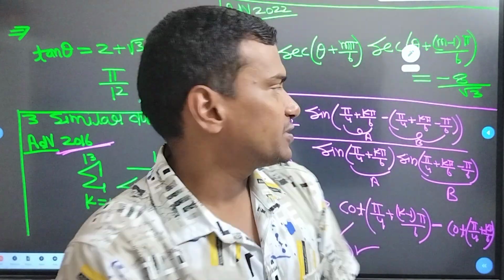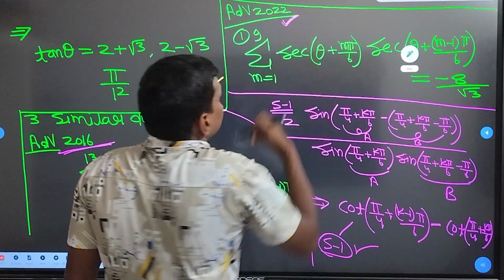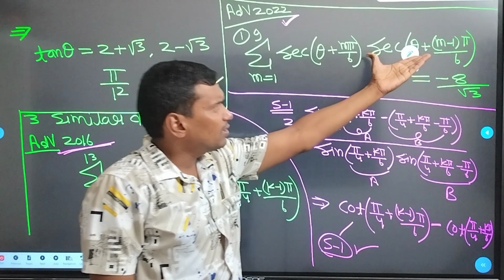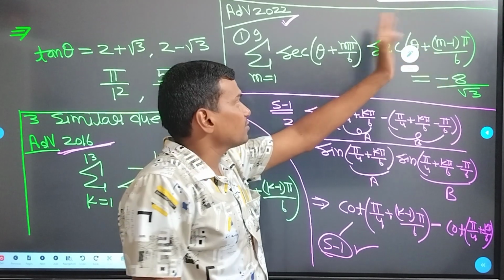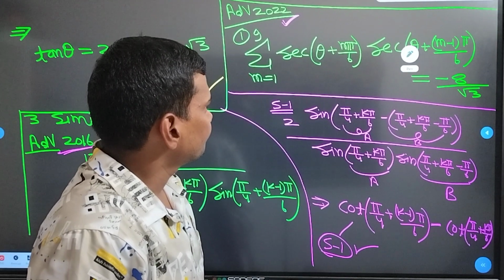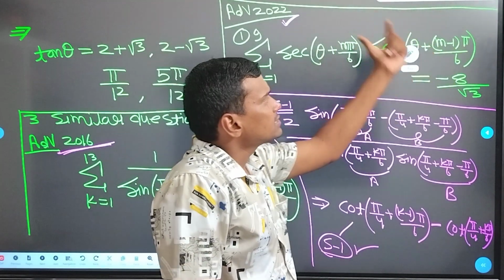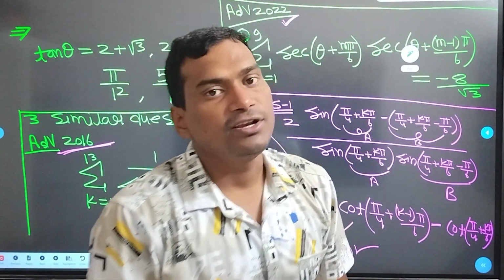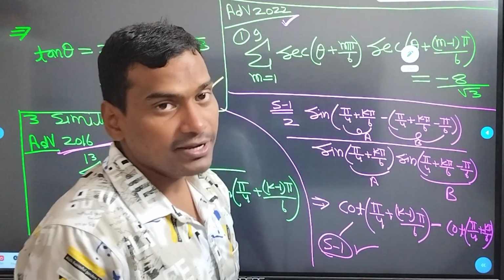Okay, one more question. Yes, Advanced 2022. This was the question: summation m equal to 1 to 9 of secant of this equal to this. Again the same procedure. 1 by cos, then cos of A minus B... no, it is different. 1 by cos, then we will write sine of A minus B, sine of this minus this, sin A cos B minus cos A sin B, then taking common and cancelling out, you will get your answer. You will feel good. So just complete this question by yourself.